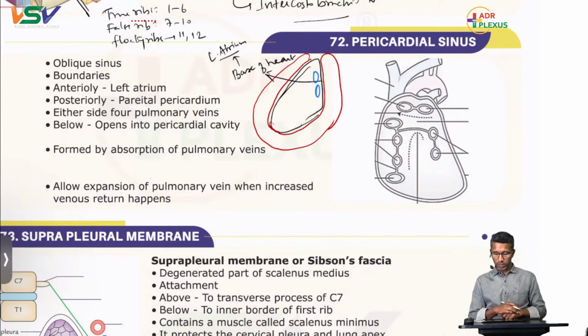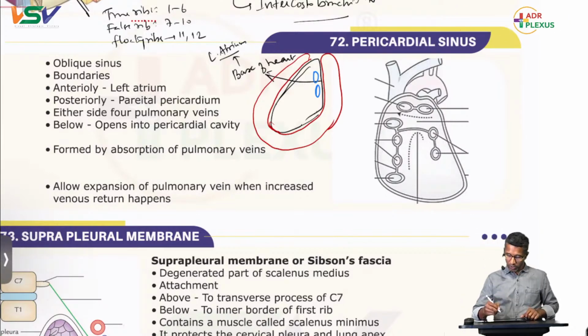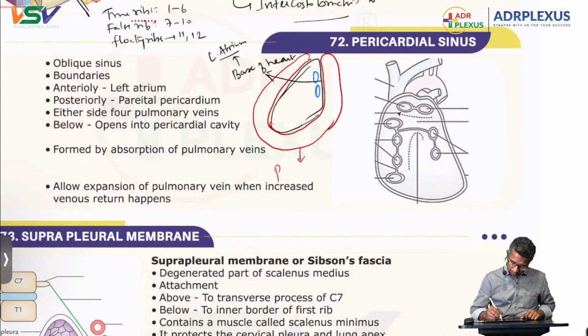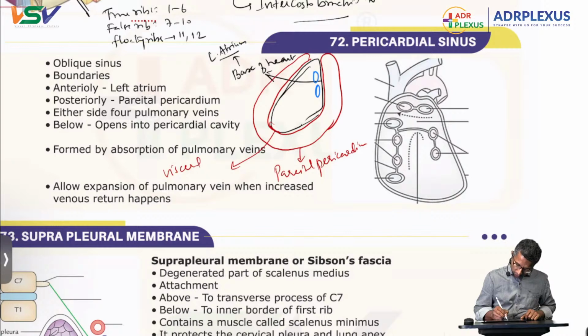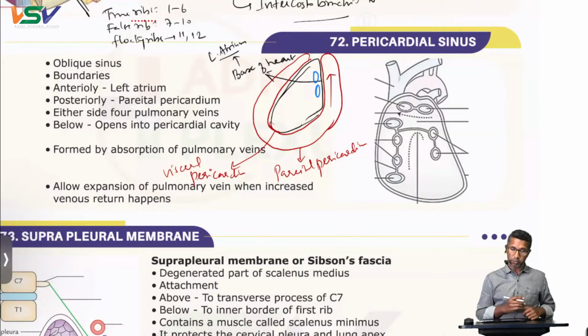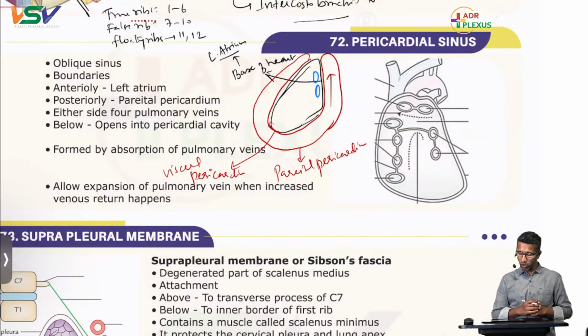So what you see here is the parietal pericardium on the outside, and what you see here is called the visceral pericardium. Now when you see this pericardium, there is a space which is present here, which is called an oblique sinus.